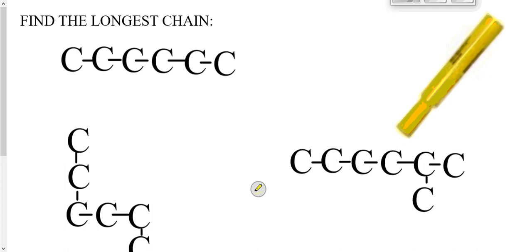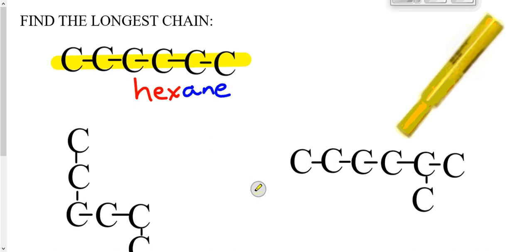Now this first one is reasonably straightforward. The carbons are all in a line. So the longest chain of carbons I can find has 1, 2, 3, 4, 5, 6 carbons in a straight line. We name this molecule hexane. Hex because it has 6 carbons, and ane because they're all single bonds.